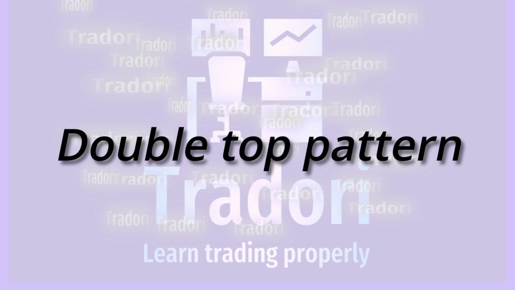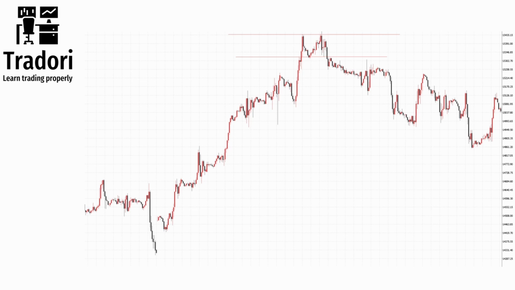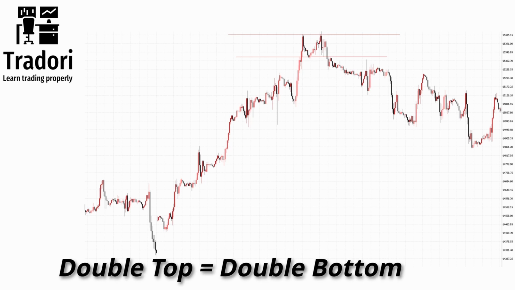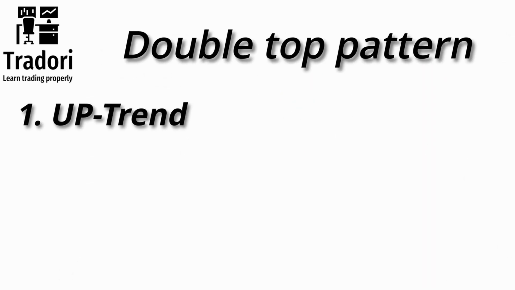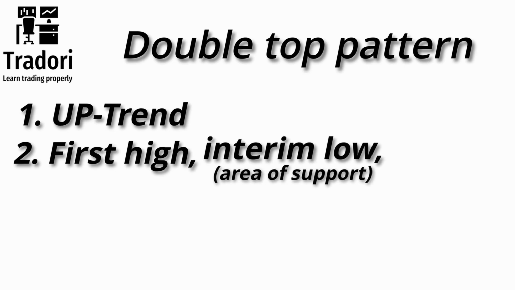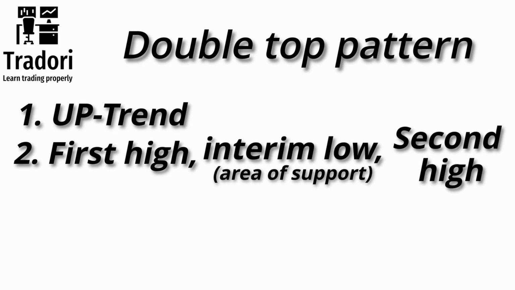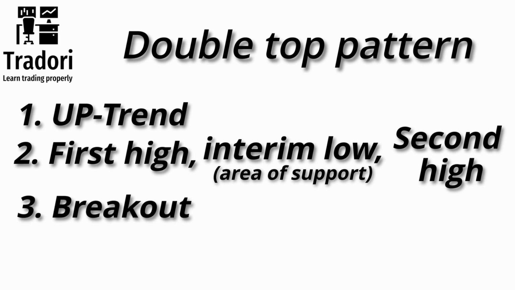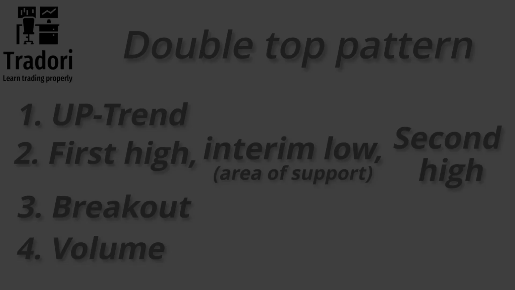Let's talk about the double top pattern now. Double top pattern is equivalent to double bottom, just reversed, and consists of uptrend, first high, interim low or area of support, second high, breakout below area of support, and volume after break. The pattern is considered to have occurred when conditions are met.